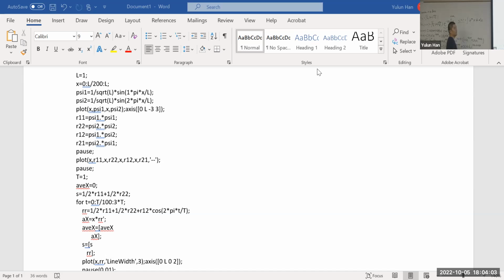This is our equation, and we have a continuous variable. And here they're not continuous, they're discrete. For each position, we have a probability density. We multiply this position with the probability density, and then we sum them together.